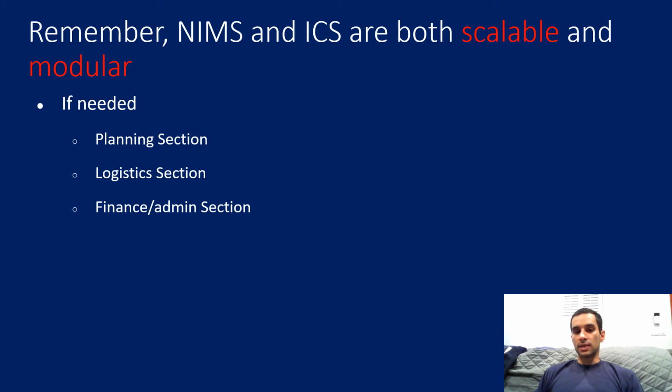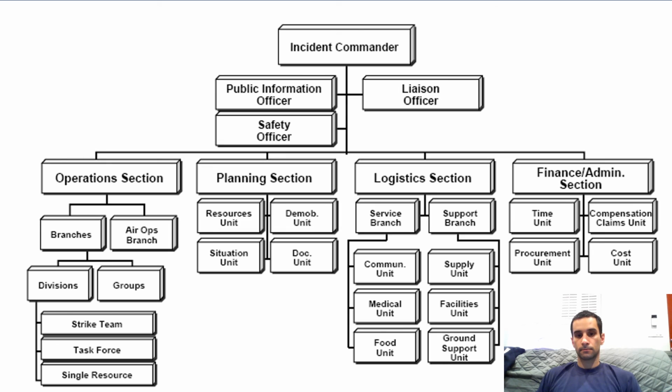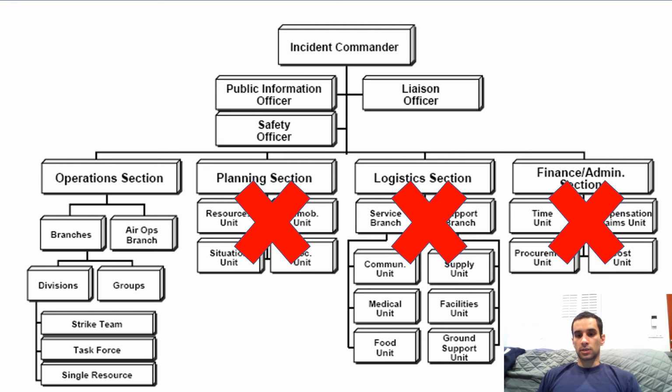Now, in this particular incident, because it was able to be wrapped up in the span of a couple hours, we didn't really need some of these other sections, and so we didn't use them. ICS and NIMS are scalable and modular, so you don't have to use everything. You use what you need for a given incident. Okay? So in this particular incident, we didn't really use this.